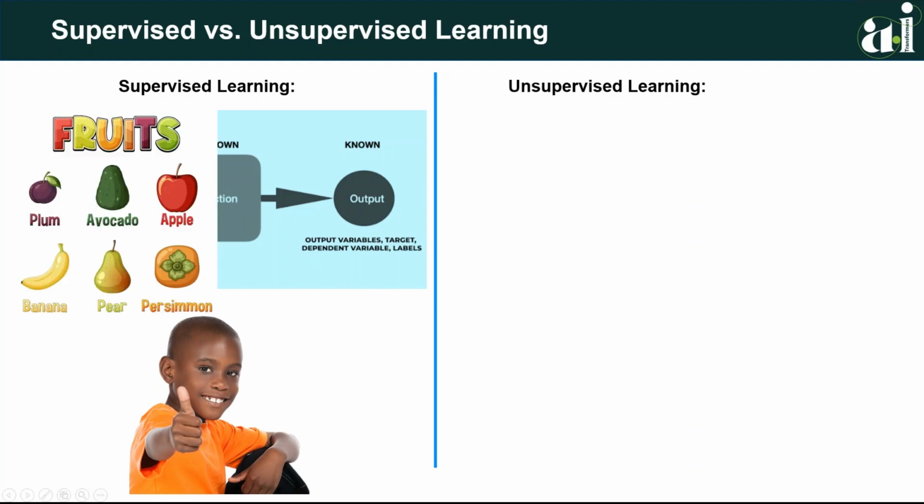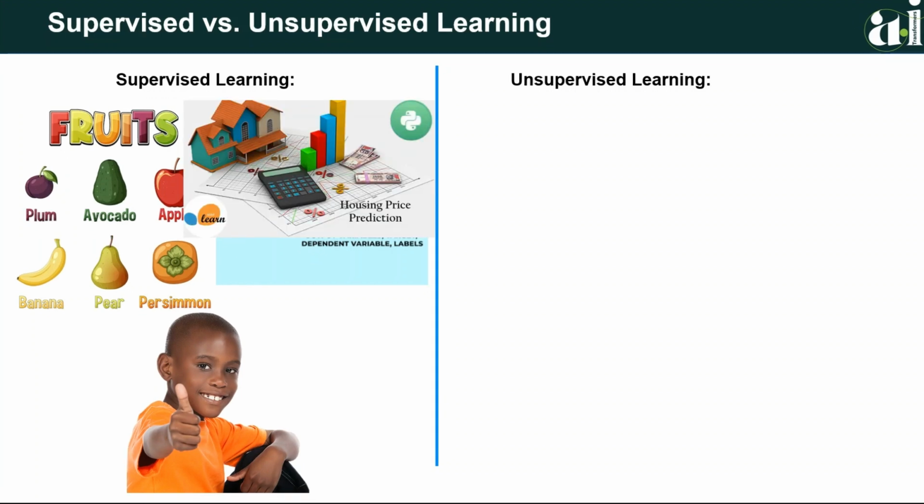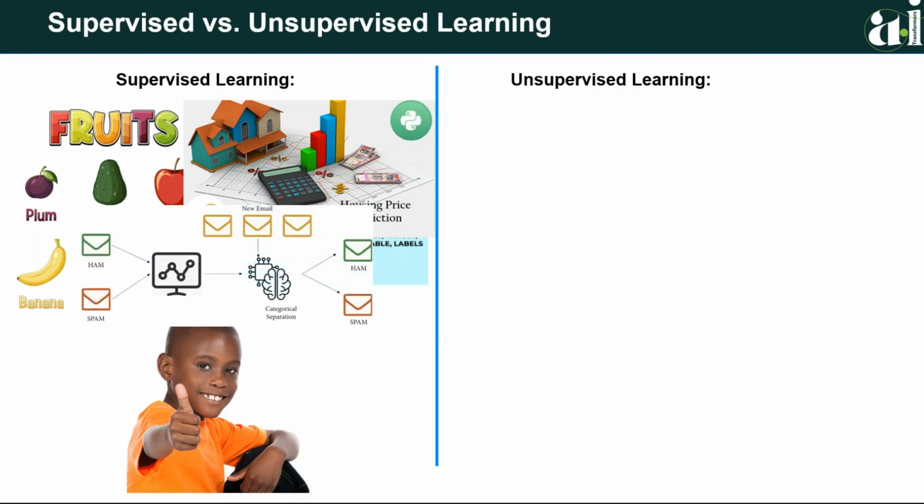You show them labeled fruits. This is an apple, this is an orange, and ask them to identify the new fruit. Examples of this can also be predicting the price of a house based on the size and bedrooms, or identifying whether an email is ham or spam based on its content.